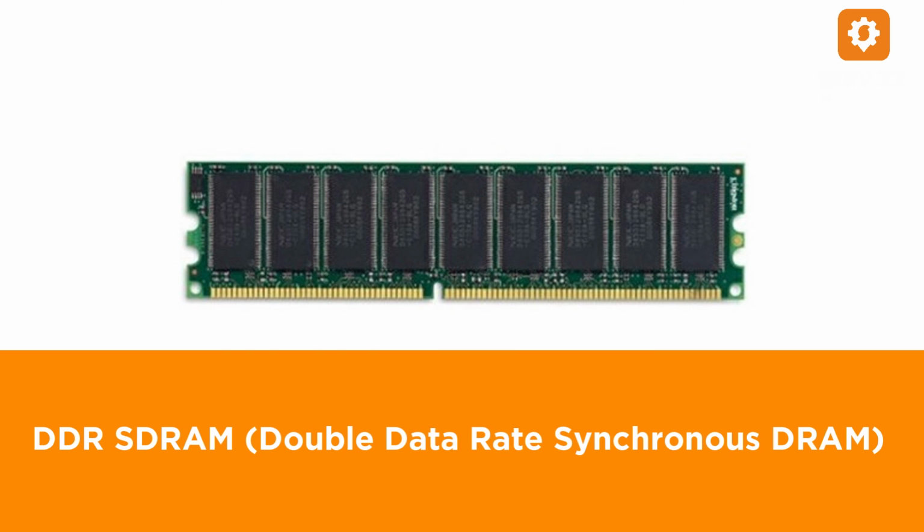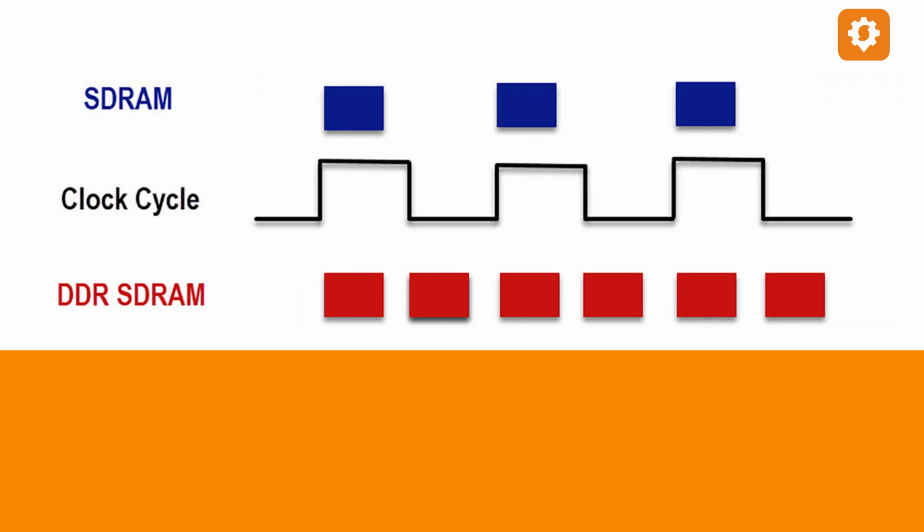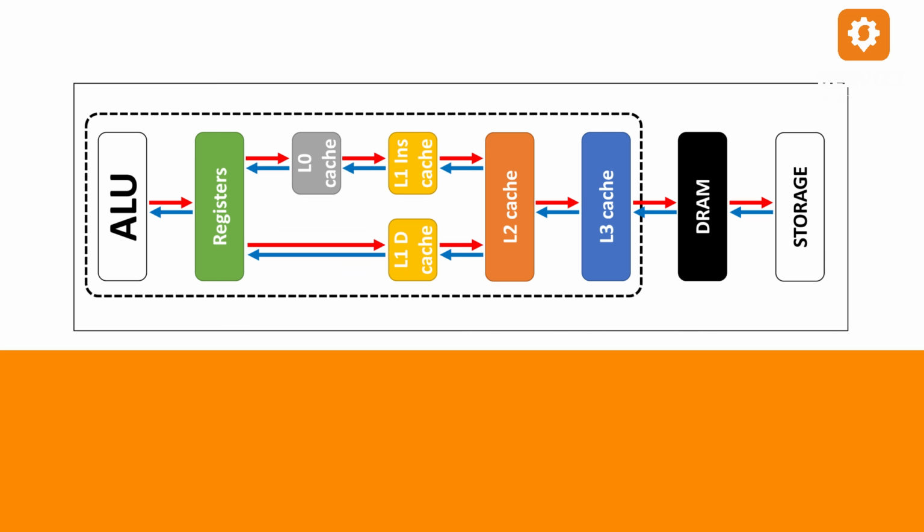DDR-SDRAM. The full form of DDR-SDRAM is Double Data Rate Synchronous Dynamic Random Access Memory. It is just like SDRAM. The only difference between the two is that it has higher bandwidth, which offers greater speed. Its maximum transfer rate to L2 cache is approximately 1064 MB per second.